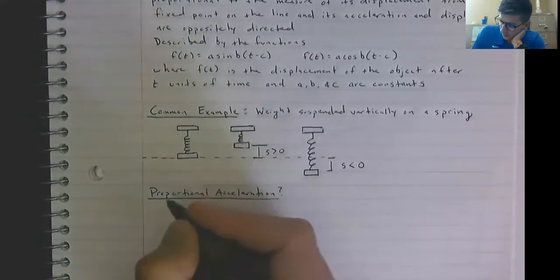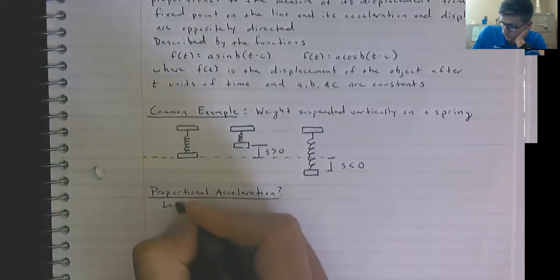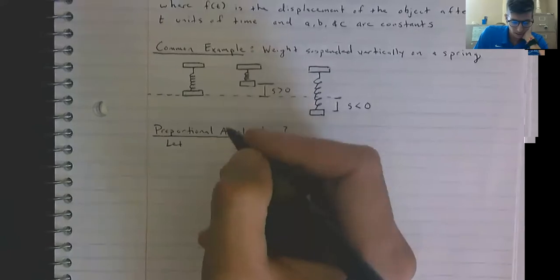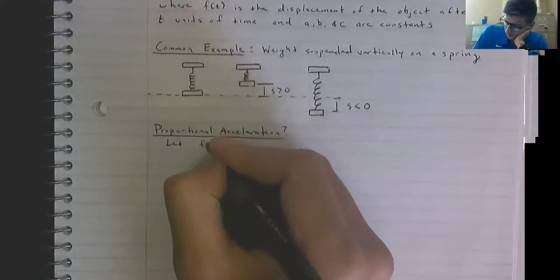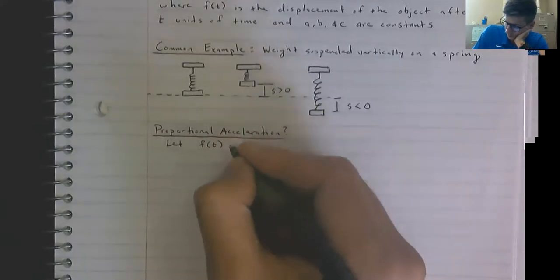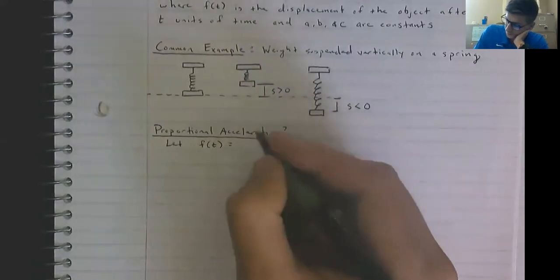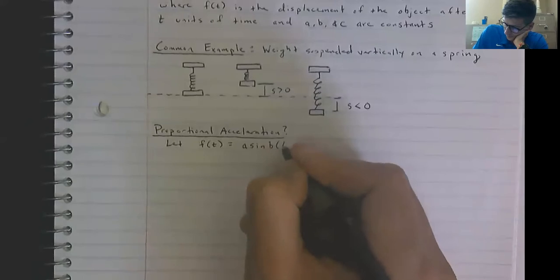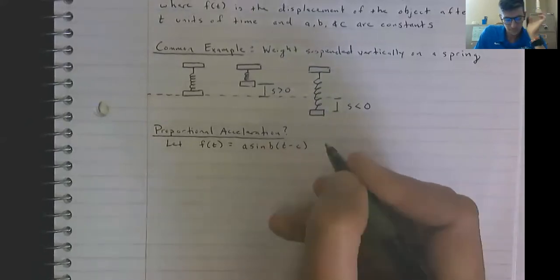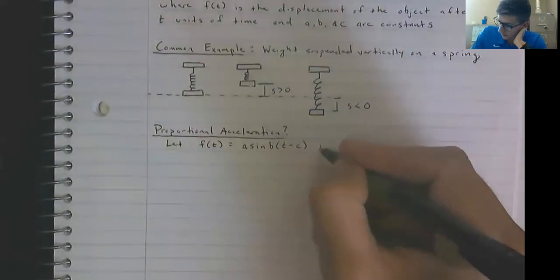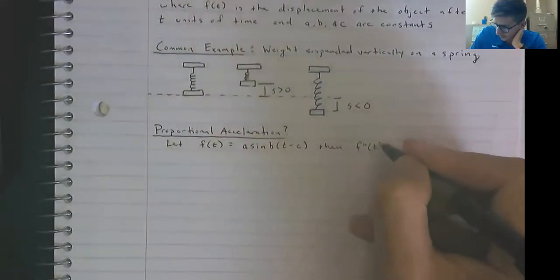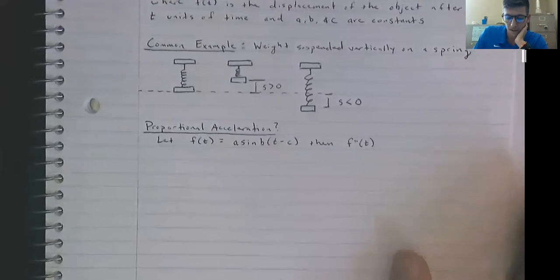So for example, we're only going to do this for the sine version of this, but it works just as well for the cosine. If we let the displacement or the position function be f of t equal to a times the sine of b times t minus c, then f double prime of t, the second derivative of our position, is acceleration.